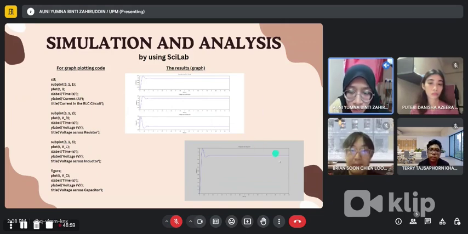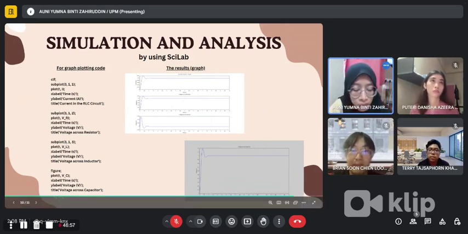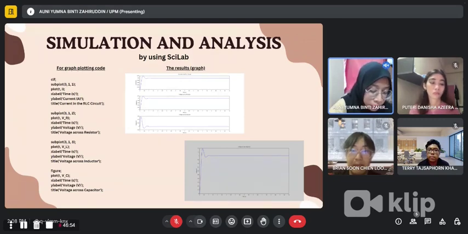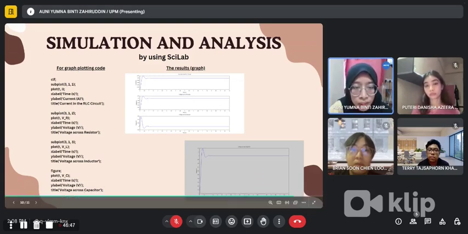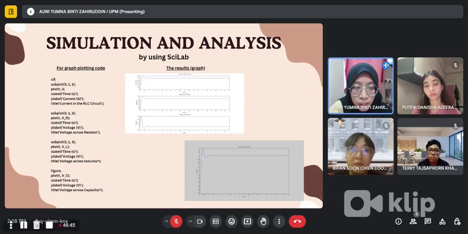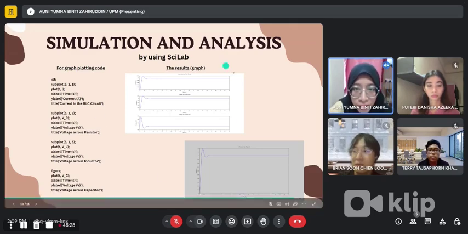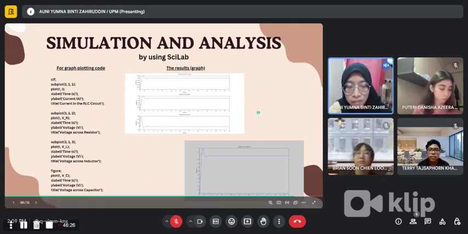So all of these results show that the voltage has a relationship with the RLC circuit, and also we can see that it shows the second order differential equation of the RLC circuit, and also it applies the Laplace transform to the equation, as shown by the graph results.